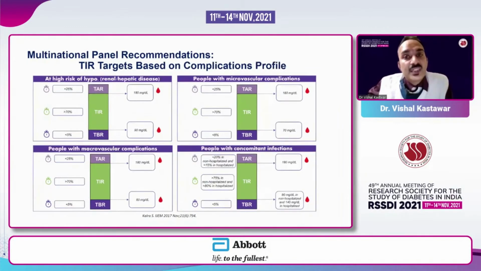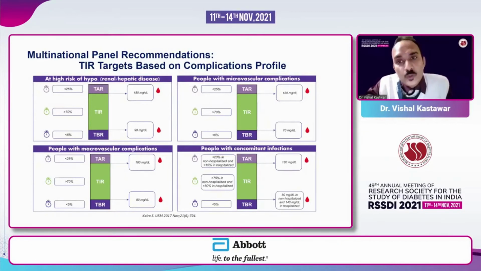They have given another recommendation for time in range regarding complicated diabetic patients. So patients who are having renal or hepatic disease should be maintained not between 70 to 180, but between 90 to 180, because there is a higher possibility of developing hypoglycemias below 90 milligram per deciliter. And the time in range should be more than 70%.